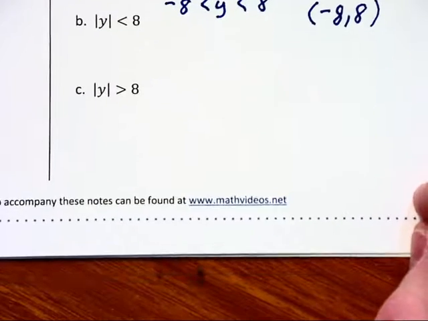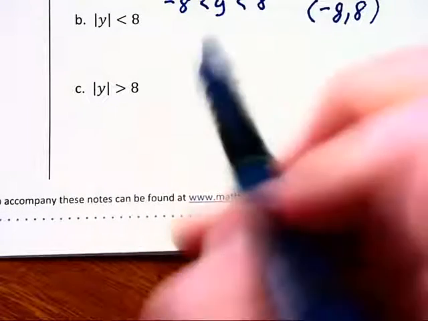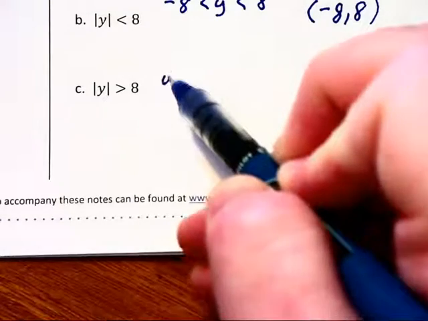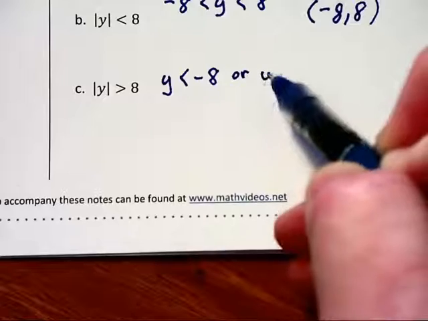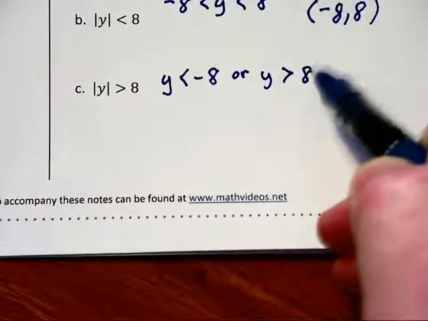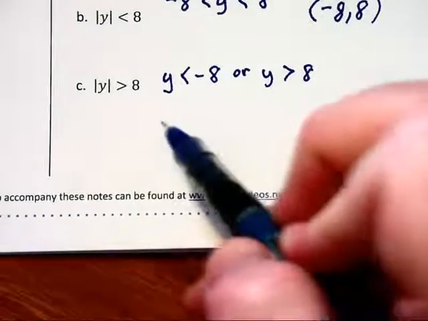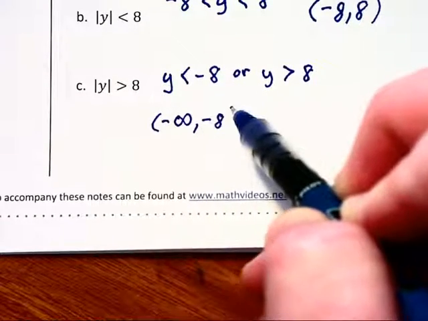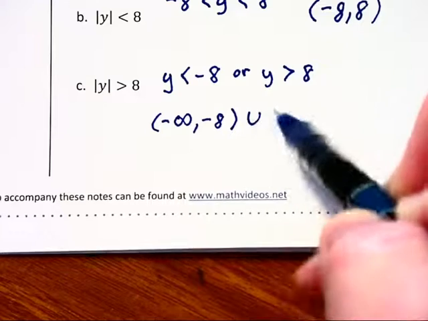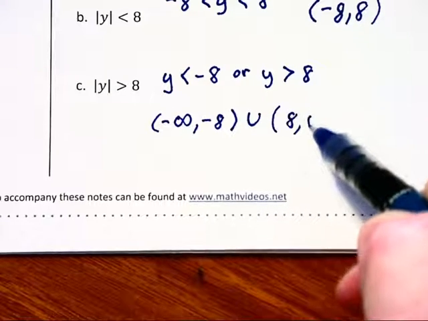In the third case, removing this absolute value using our third property, we will have y is less than negative 8 or y is greater than 8. Writing this in interval notation, we have from negative infinity up to negative 8, which we do not include, union from 8 to infinity.